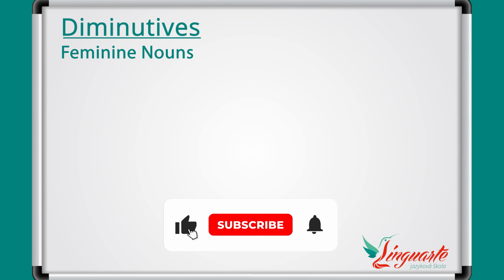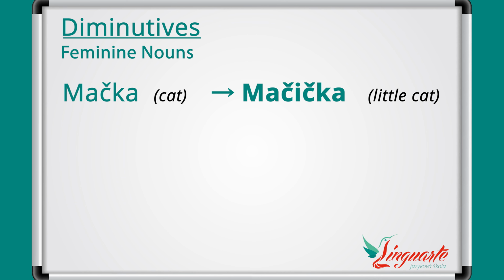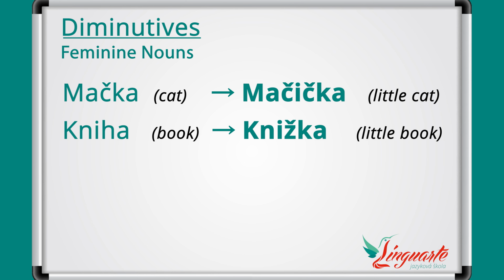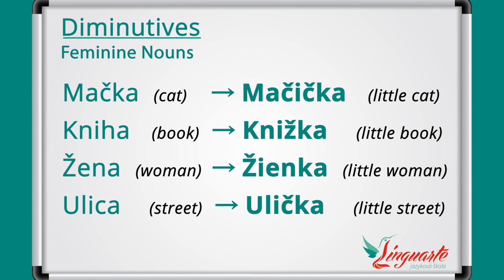For feminine nouns, the suffixes added to the nouns are ka, čka, nka. Some examples are mačka, cat, mačička, little cat. Kniha, book, knížka, little book. Žena, woman, žienka, little woman. Ulica, street, ulička, little street.